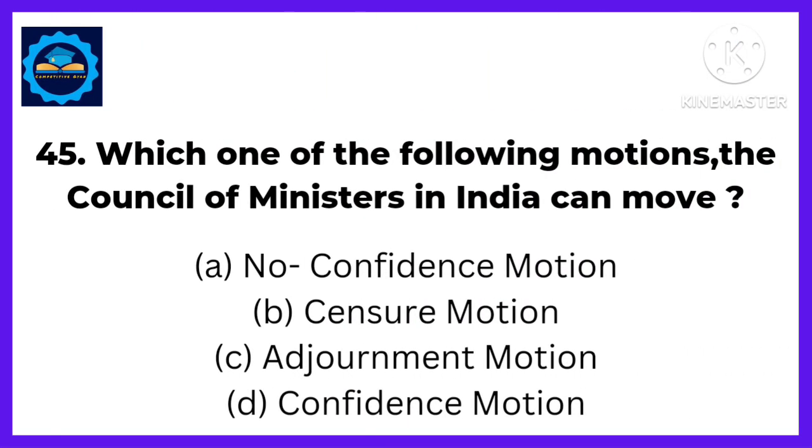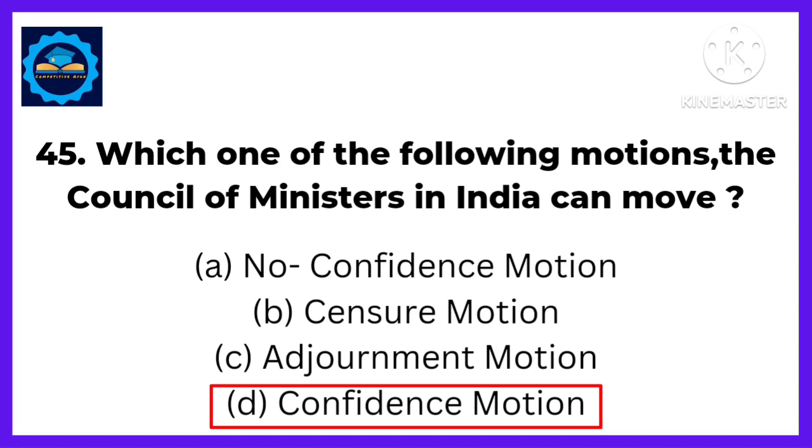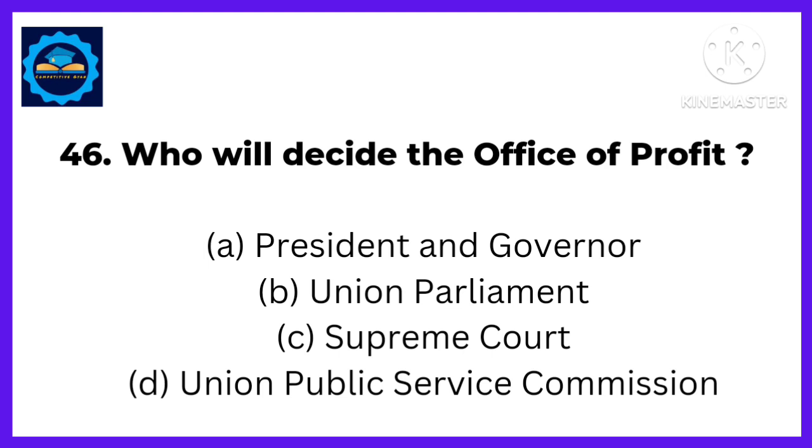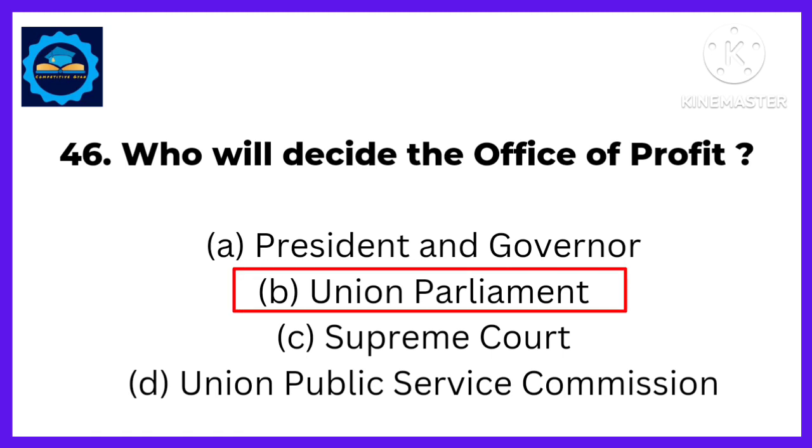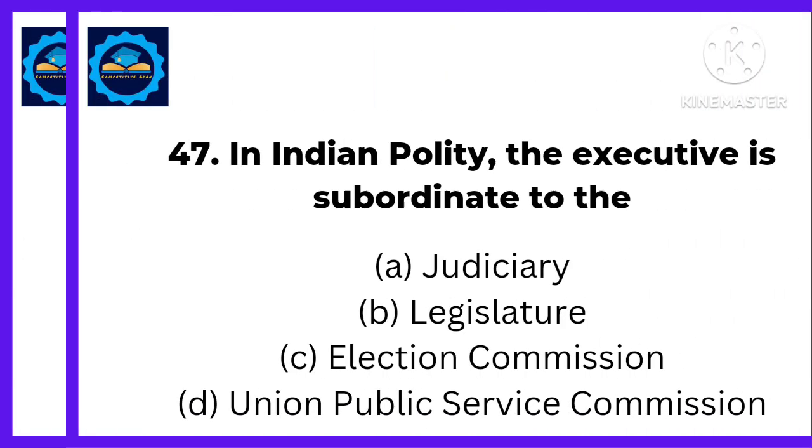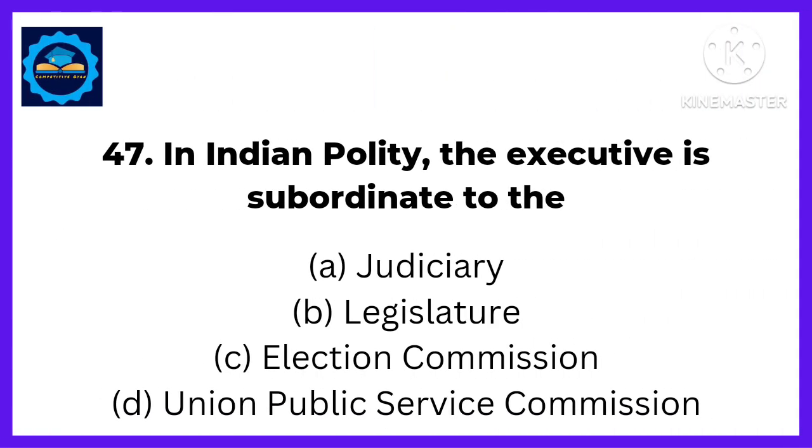Next, which one of the following motions can the Council of Ministers in India move? Answer. Confidence motion. Next, who will decide the office of profit? Answer. The Union Parliament decides the office of profit. Next, in Indian polity, the executive is subordinate to? Answer. To the legislature.